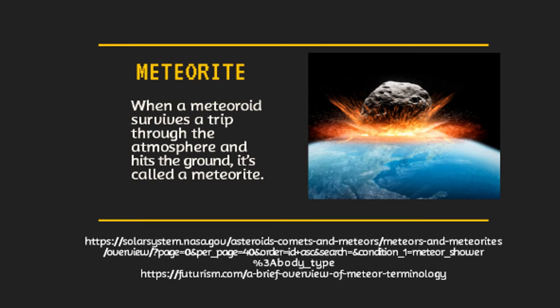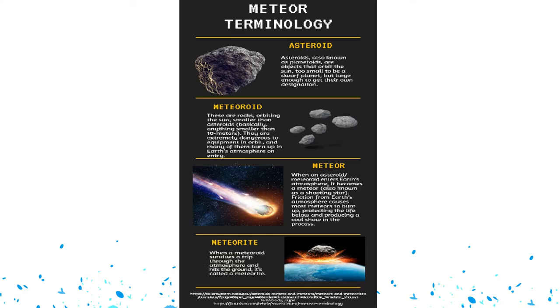When a meteoroid survives a trip through the atmosphere and hits the ground, it's called a meteorite. Ang mga parte ng meteor na hindi tuluyang nasunog sa pagpasok nito sa atmosphere ng Earth at tuluyang tumama sa lupa ay ang tinatawag nating meteorite. So, all of the information in this infographic was retrieved from the following sites below. And that's it for the second infographic.